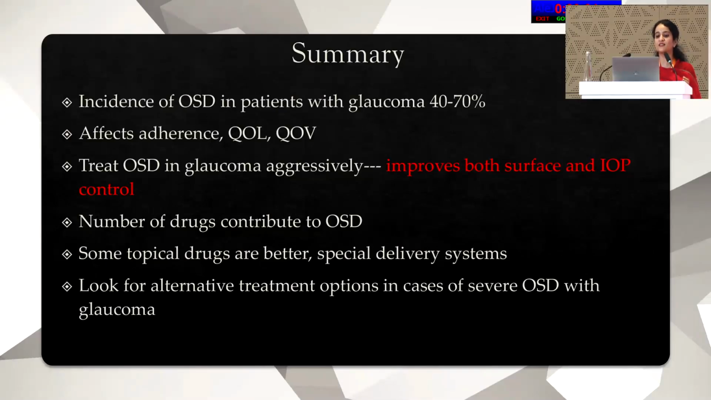So in summary, the incidence of OSD in patients is very high. This affects the adherence and the quality of life and quality of vision. So it is extremely important to treat the OSD in glaucoma patients aggressively and to start early, which improves both the surface and the IOP, and the number of drugs actually contributes. So be careful while writing that prescription. Some topical drugs are better, like the preservative-free, and special delivery systems may be looked for. Alternative options should be searched for, like laser or patients who should undergo MIGS.